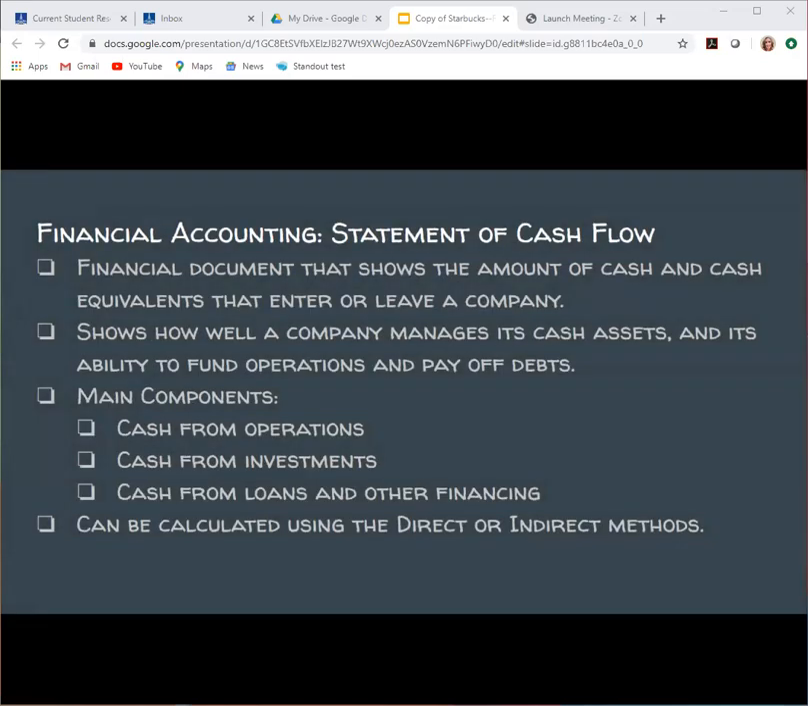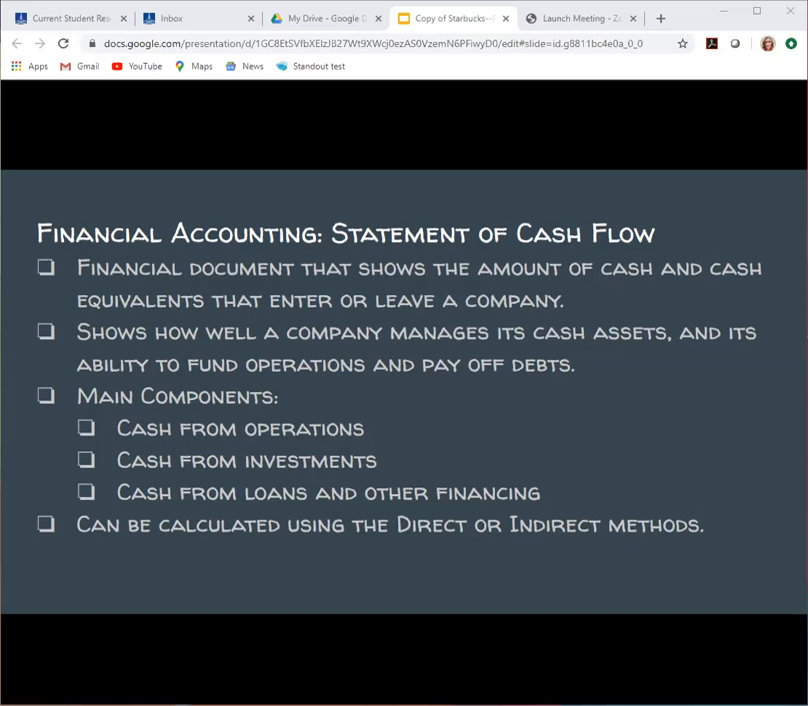The Statement of Cash Flow, or CFS, is a financial document that shows the amount of cash and cash equivalents that enter or leave a company. It is a testament to how well or poorly a company manages its cash assets and reflects the company's ability to fund its operations and pay off its debts. It is an important document that investors can refer to in order to get a picture of the financial management and stability of a company.